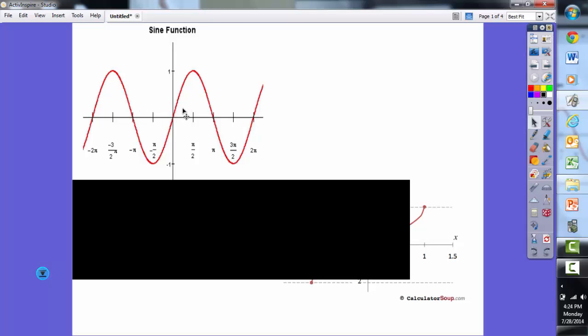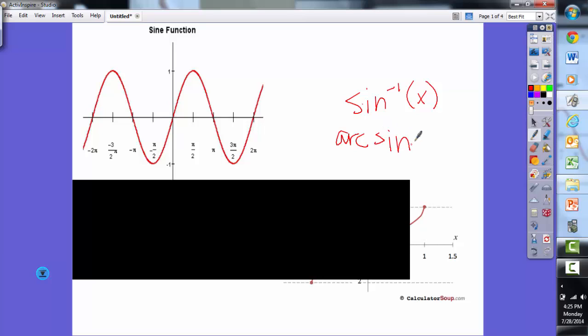Now we're also going to talk about the inverse sine function, or the arc sine function, or the sine to the -1. A lot of times it looks like this: sine to the -1 of x. That just means the inverse sine function. Now, not the reciprocal sine function. Remember, the reciprocal of sine is cosecant. That's not what we're talking about. We're talking about the arc sine, or the inverse sine.